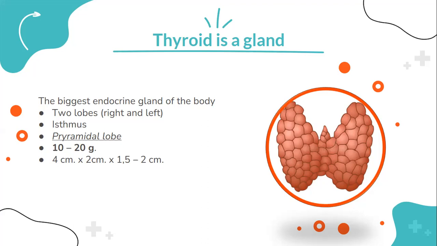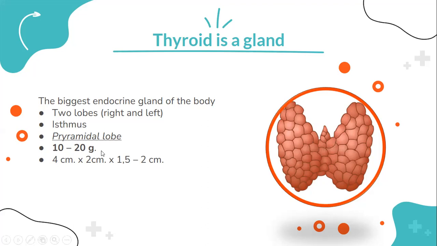Okay, so as I was telling you, this organ has two lobes, a right and a left one. In the middle of both, it has an isthmus, right? And here we have another lobe, which is not constant. It is like an anatomical variation, right? Which is the pyramidal lobe. There was a mistake right there, I'm sorry.